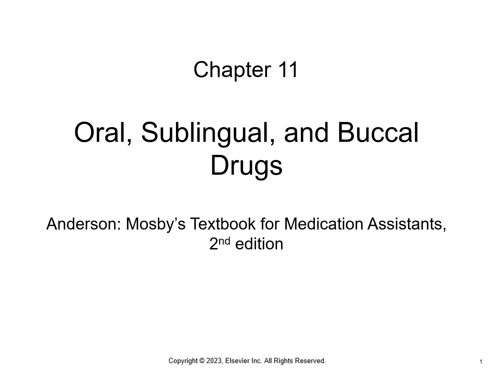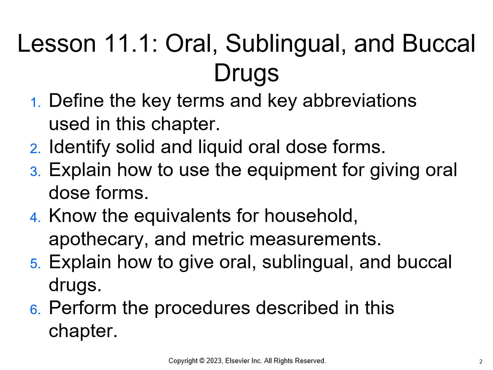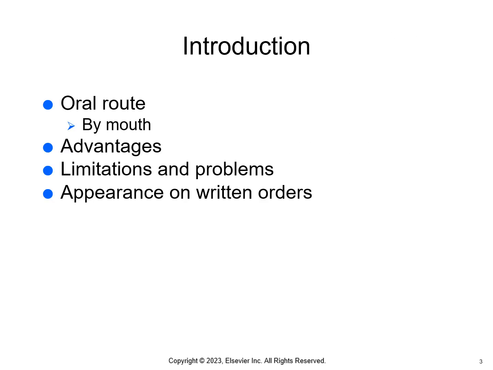So in chapter 11, we're going to start going over the different routes for medications. Oral drugs are given by mouth. They go into the GI tract. This is the most common route for drugs. The procedure is non-invasive, meaning that we don't pierce the skin to inject or insert anything into a body opening like the vagina or the rectum.